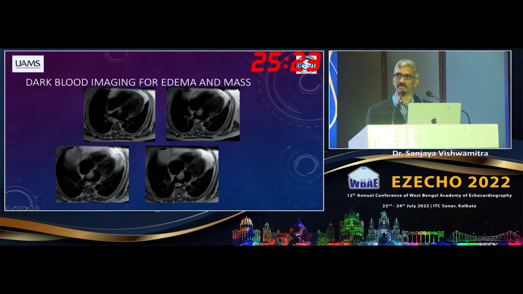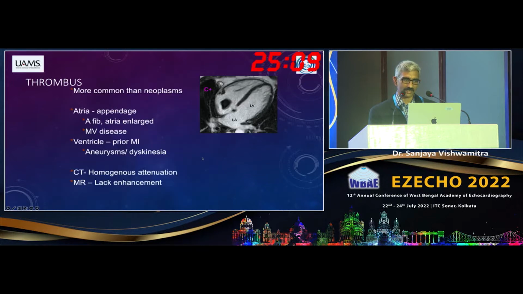The cine views will also exquisitely show the classic motion. But dark blood imaging could be used to look for masses within the ventricle. And we can also use dark blood imaging for looking for edema within the wall, as might be seen with myocarditis.